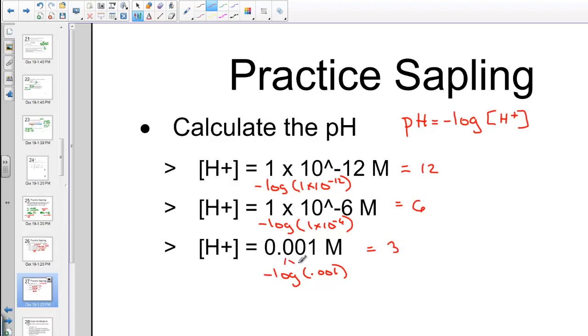Because this number is 1 times 10 to the negative 3. So here we have a basic solution, a slightly acidic solution, and a much more acidic solution. And again, I'll say when this value here is a straight 1, we can look at the power of the exponent. If it's any other number, we have to hit it on the calculator. It's not that easy to see, but it's the same process. Negative log of 0.001 is 3. Negative log of 1e negative 6 is 6. And negative log of 1e negative 12 is indeed 12.